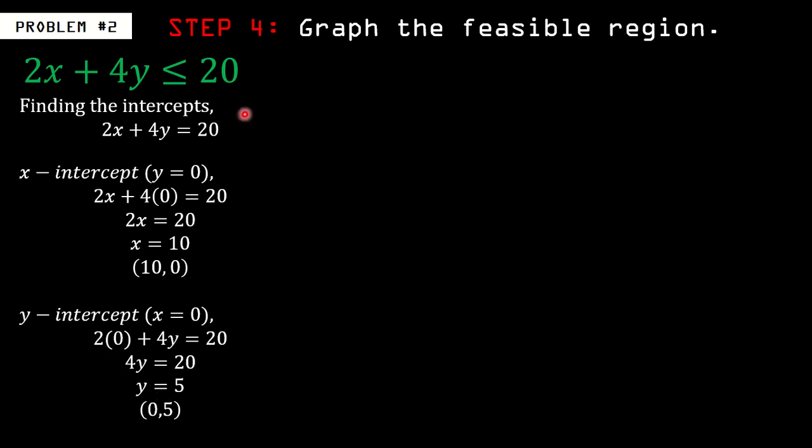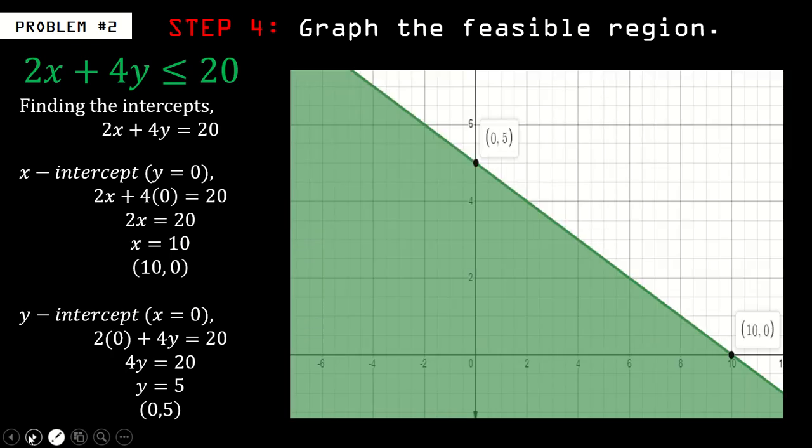Okay, so same again, inequality less than or equal. So therefore, we have a solid line and our shaded region here is below. Okay, so we have here the y-intercept 0, 5 and x-intercept 10, 0. We have the shaded region below.